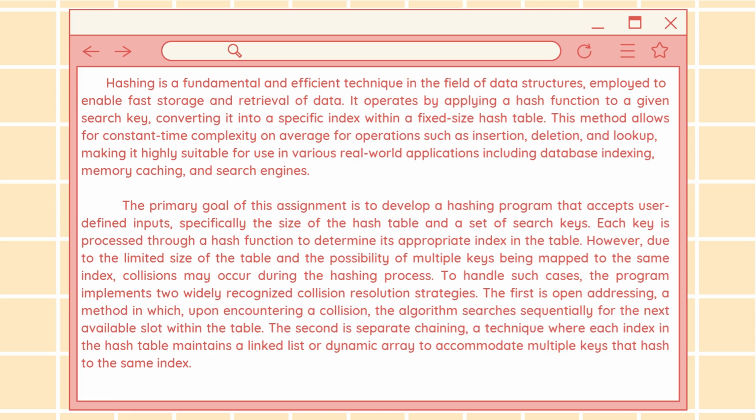The first one is open addressing, a method in which upon occurring a collision, the algorithm searches sequentially for the next available slot within the table. The second is separate chaining, a technique where each index in the hash table maintains a linked list or dynamic array to accommodate multiple keys that hash to the same index.